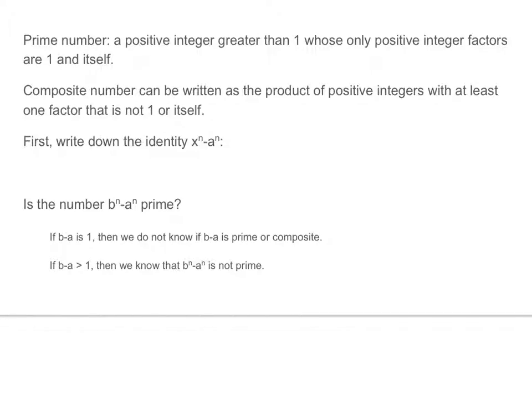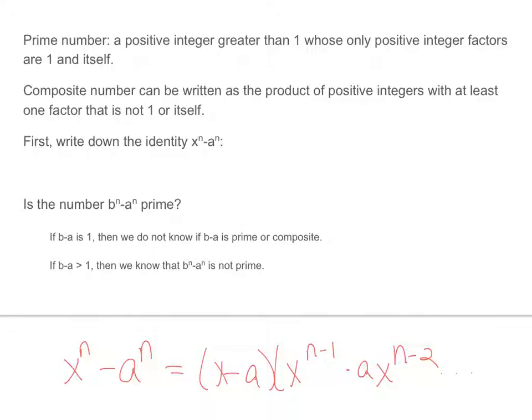So what we're doing here is we're actually talking about the identity x to the n minus a to the n, which we learned a few days ago. It was the big one, which would be x minus a, times x to the n minus 1, a, x to the n minus 2, etc. And I'll get into that in a little bit. And we're going to talk a little bit about prime numbers.